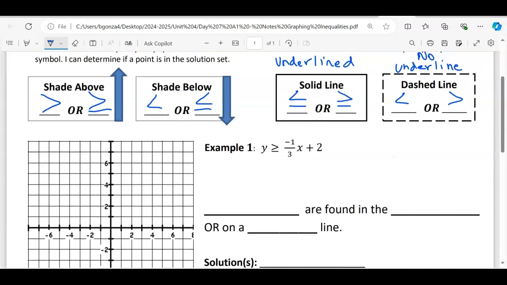So let's look at this example. Example 1. Okay. Now, first, let's make sure we got some protractors. A straight edge to make straight lines here.